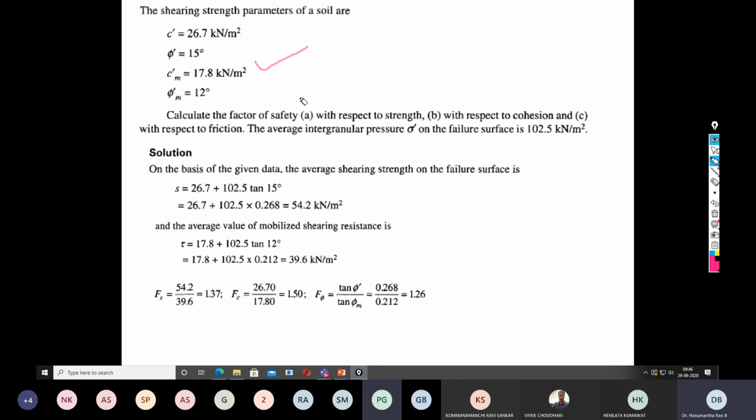The C dash M and phi dash M are the mobilized parameters. Which means that they are in the kinematic friction zone. Okay. So basically they are mobilized. Yes, sir. Mobilized cohesion and mobilized angle of internal friction. Very good. So why are these values less than C dash and phi dash?